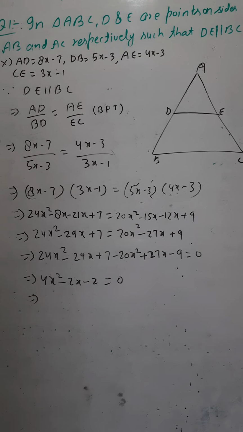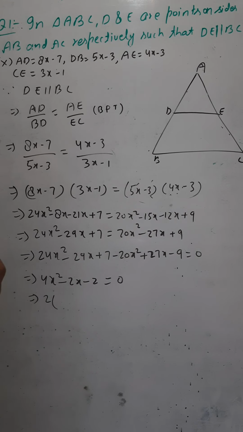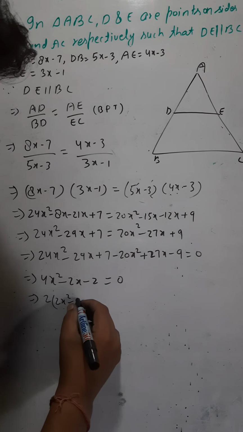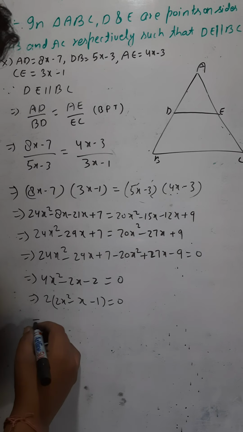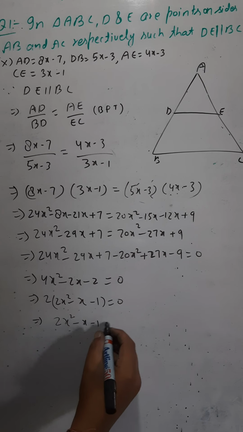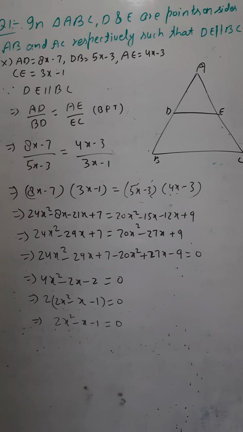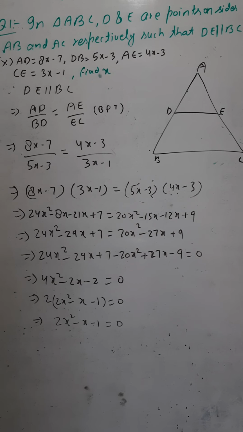Now you can take 2 common from here. 4, 2, 2, all are divisible by 2. So I can take 2 outside. So I can write it as 2 times 2x square minus x minus 1 equal to 0. This 2 would go there and would become 0. So you have the equation as 2x square minus x minus 1 equal to 0. Are you getting this? Now you have to solve this and find out the value of x from here, because ultimately the question is find x. So this is the quadratic equation. You are knowing how to solve the quadratic equation. Solve it. You would get the value of x from here.